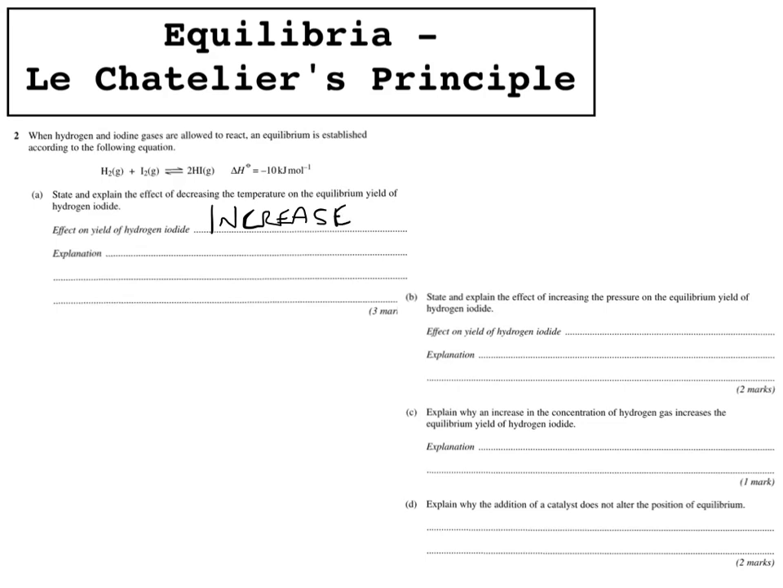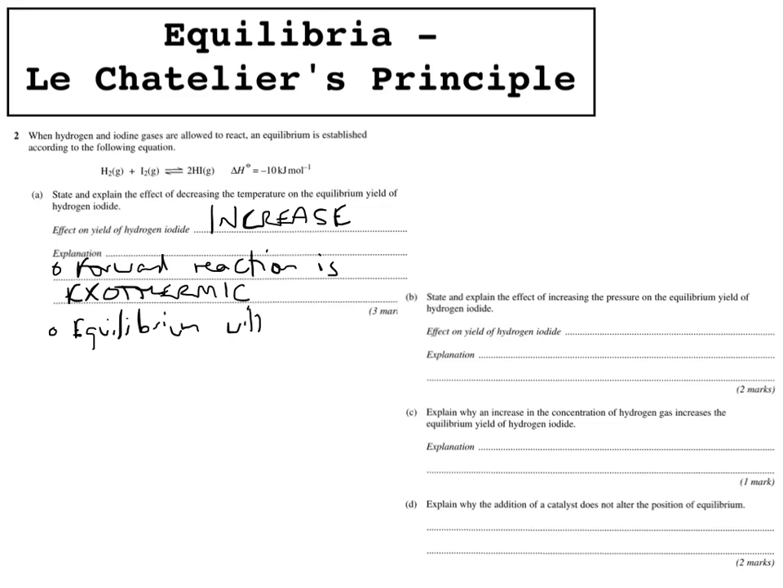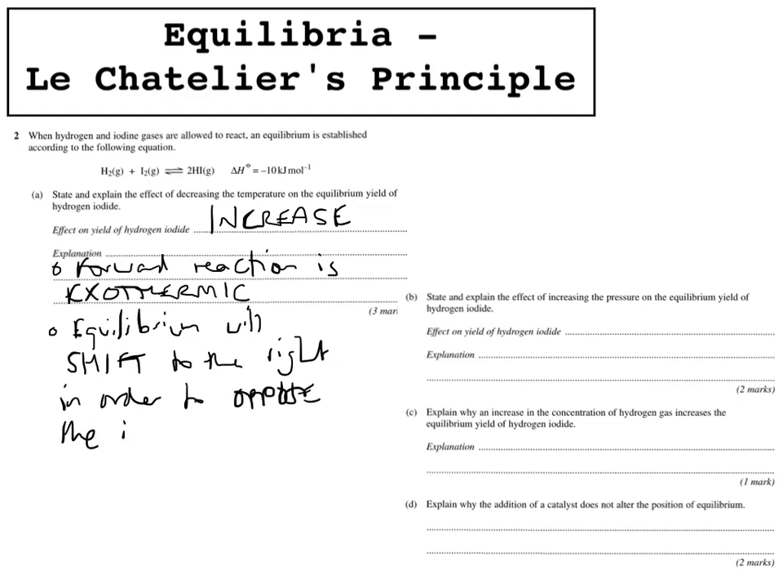The explanation, remember to follow the rules for the temperature. So first state what the forward reaction is. So forward reaction is exothermic, and then you'll say that equilibrium, or the reaction, will shift to the right in order to oppose the decrease in temperature.